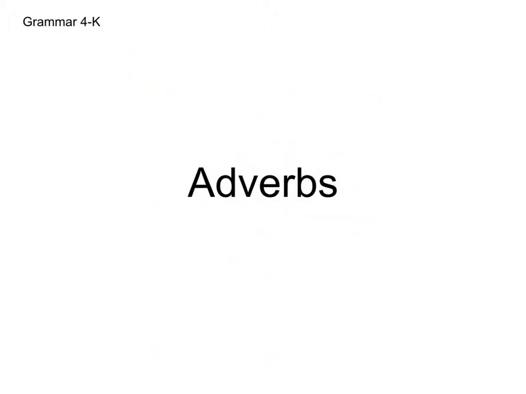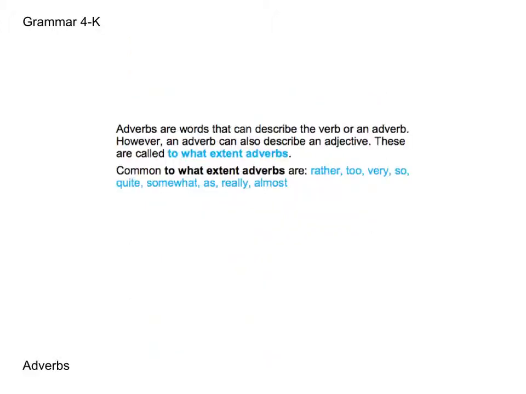Now we're going to go over adverbs. So we've already gone over a lot of information about adverbs. We already know that adverbs are describing words, and they're not just describing words for verbs, they're also describing words for adverbs. And now we're going to add one more thing on top of that. An adverb can also describe an adjective. So an adverb is a lot of different things.